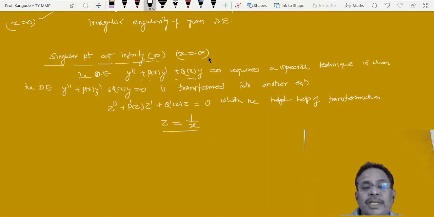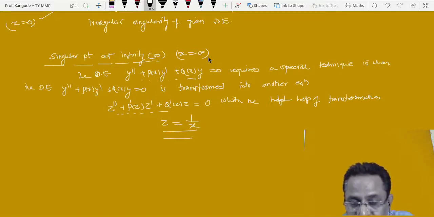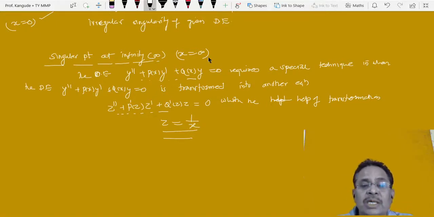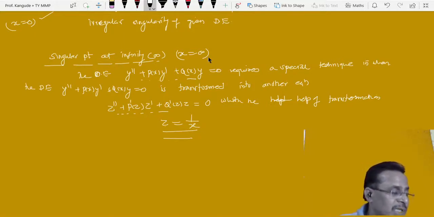Now transform it into this equation with the help of this transformation. So I'll get this. Testing its singularity for z is equal to 0 means, when I have z is equal to 0, x is equal to infinity. So if I am testing singularity of this equation for z is equal to 0, I am testing singularity of the original equation for x is equal to infinity. That way we have to go for this singularity, and all these things for the transformed equation are given in the textbook. You can look at all these things later on.